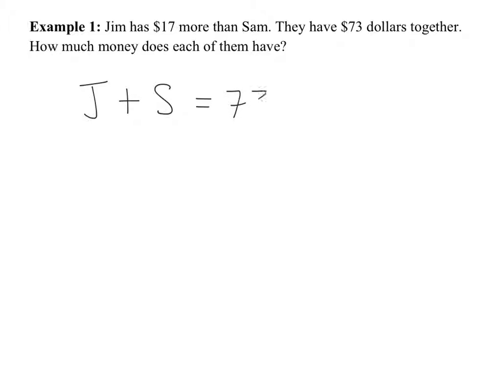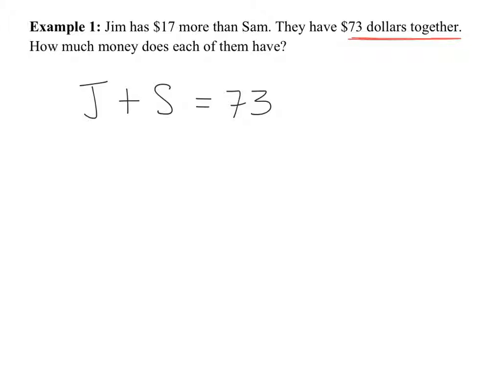How do you know that, Chandler? Because the sum of Jim and Sam's money is $73. Yeah, it says it right there: $73 together. We'll let j equal the amount of money that Jim has, s equal the amount of money that Sam has, so we use the first letter of the different one. And what's the other equation going to be here? 17 plus s equals j. Nice, very good. 17 more than Sam is what Jim has.